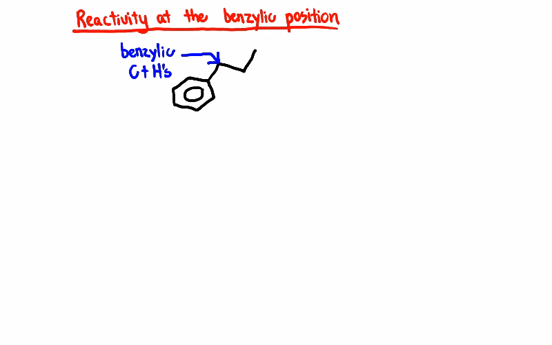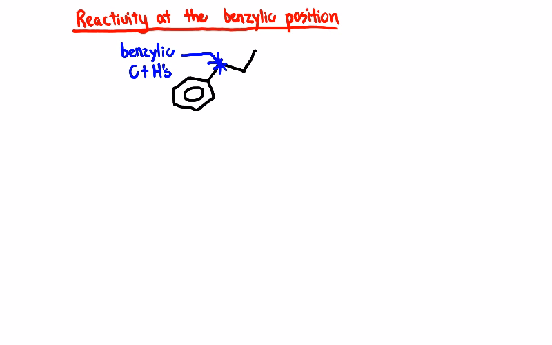So the benzylic position is referring to the first carbon from the aromatic ring. Whatever that first carbon atom is, it doesn't matter how long the chain is after that, we're always referring to just that first carbon atom, because that's where we're going to see special reactivity take place. And so that's one of the reasons why we have a special way of referring to this particular carbon atom and the hydrogen atoms that are bonded to it.